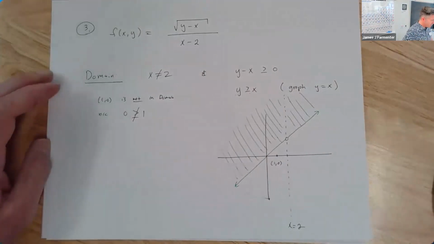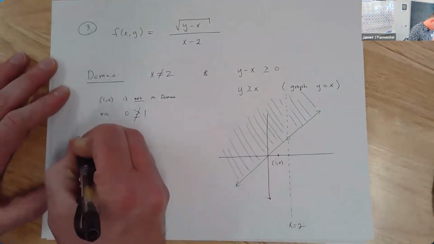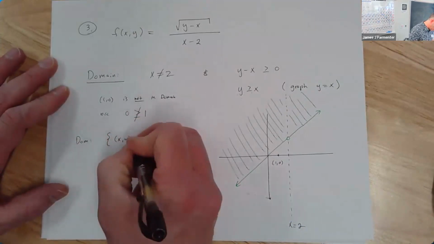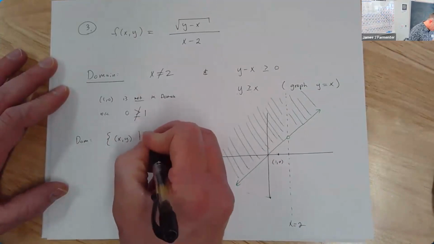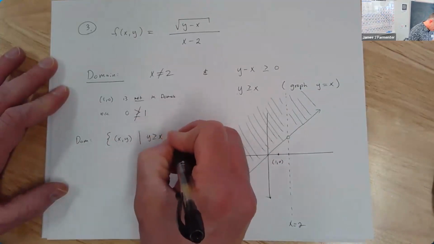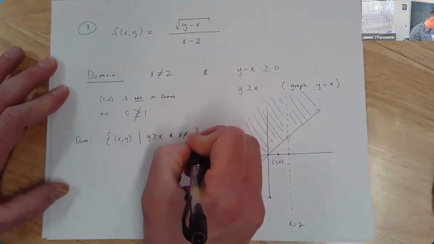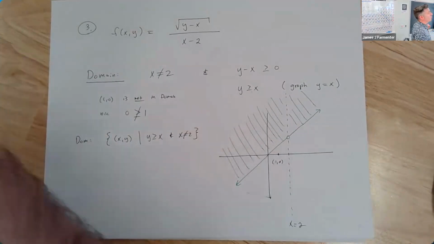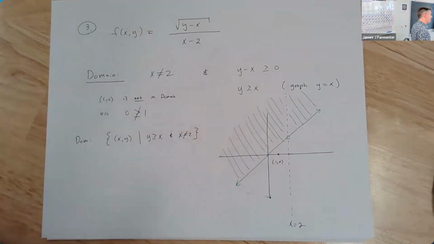And again, writing the domain out, I would really just write the domain as the set containing all points (x, y) such that y is greater than or equal to x and x is not equal to 2. There isn't a better way to do it. At least not, maybe there is. No one's ever shown me a better way to do it. I don't really think there's a better way, but I don't want to rule it out completely.